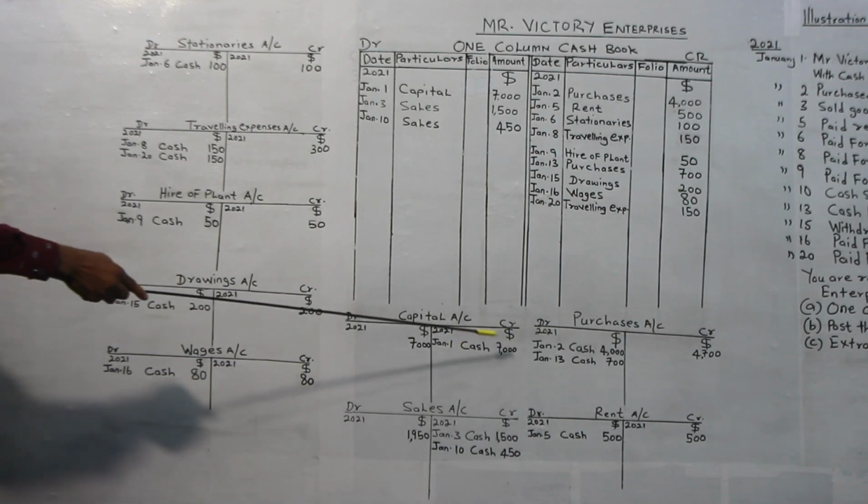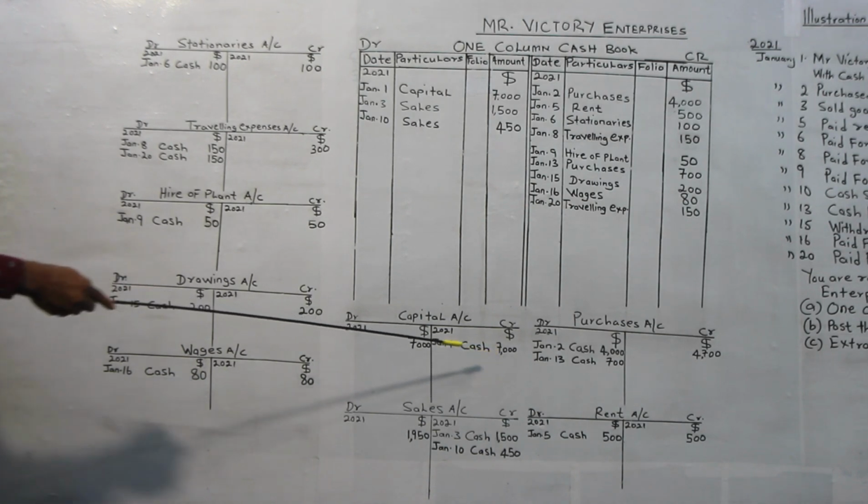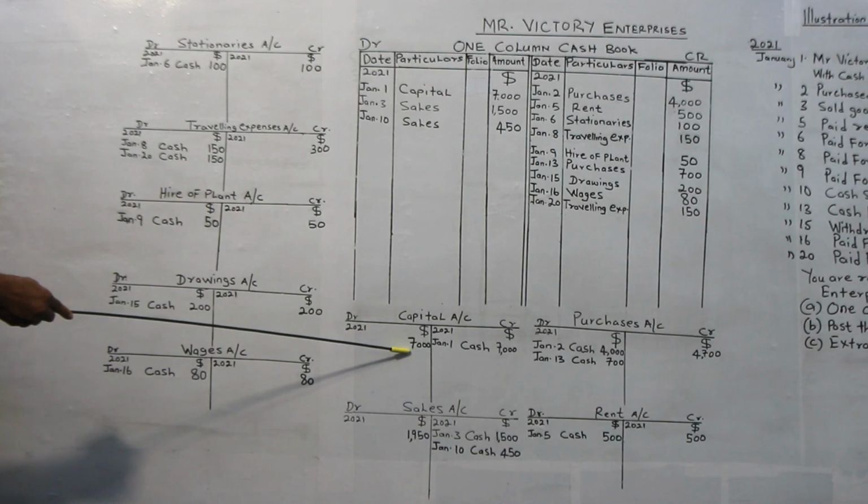The capital account is a credit account. It's on the credit, 7,000. So we recorded 7,000 here so that the two sides, that is the debit side and the credit side, become equal.